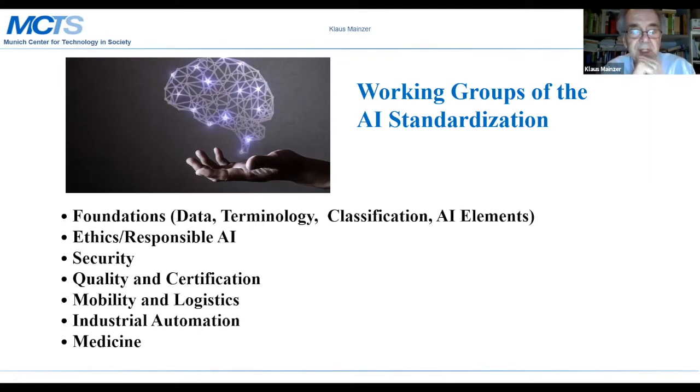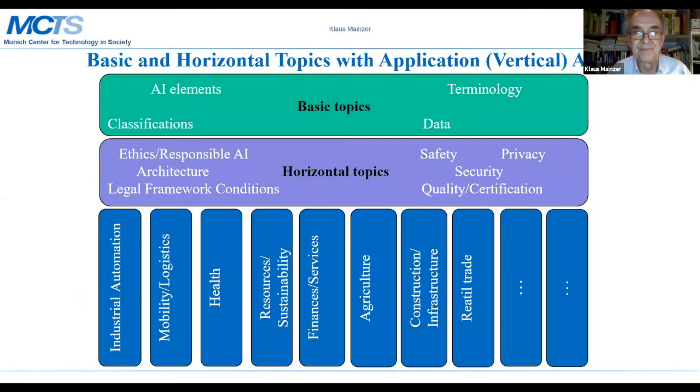Then there was a second group considering ethics and responsible AI, the third group on security, then a fourth group on certification and verification, and you can imagine that I was also engaged in this group. And then there were three other groups concerning applications: mobility and logistics, industrial automation, and last but not least, medicine. Now, this diagram illustrates the basic and horizontal topics with applications here in the vertical blocks. The basic topics are, as I mentioned already before, the AI elements, common terminology, data classification.